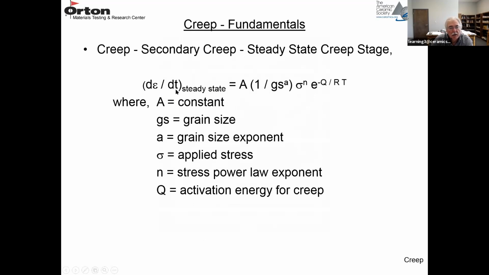So the strain rate, dε/dt, under steady state conditions equals a constant A times 1 over grain size, GS, to a power a, where GS is grain size and a is the grain size exponent, times the applied stress to a stress exponent n, where n is the stress power law exponent, times e to the minus Q over RT. Q is your activation energy for creep, R is the gas constant, and T is temperature. So this equation takes into account grain size, the applied stress, and the temperature that you're running the test at.